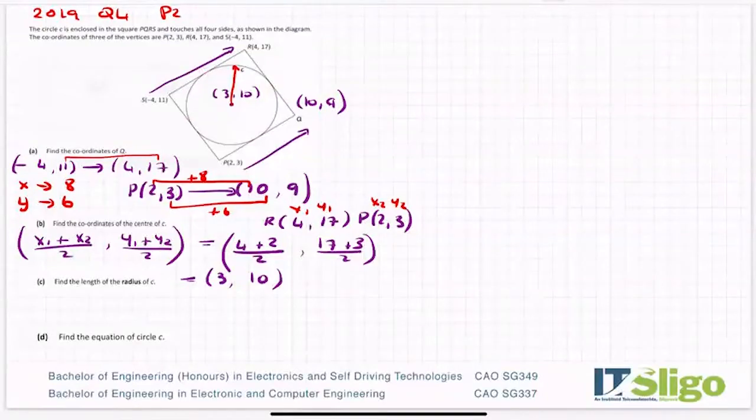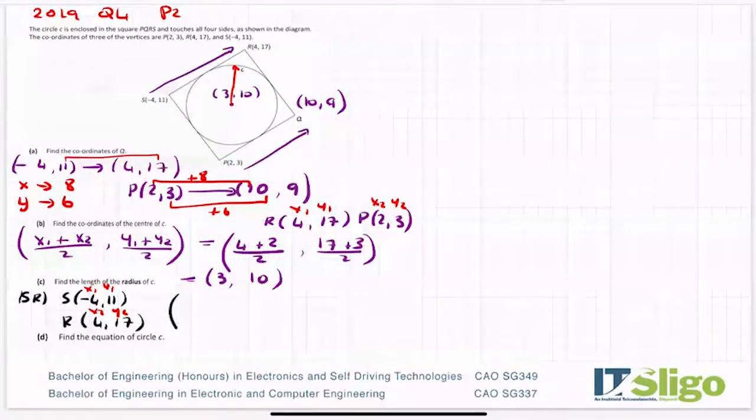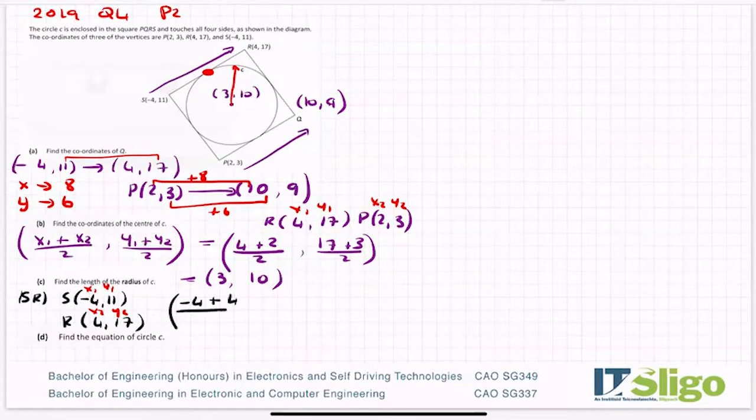So let's get the midpoint of S and R. We're going to take S, which is minus 4, 11, and R, which is 4, 17. x1, y1, x2, y2. Our midpoint then is, we have the formula here, so I'm not going to write it down again: x1 plus x2 over 2, comma, y1 plus y2 over 2. It's this point here I'm getting because I took S and R.